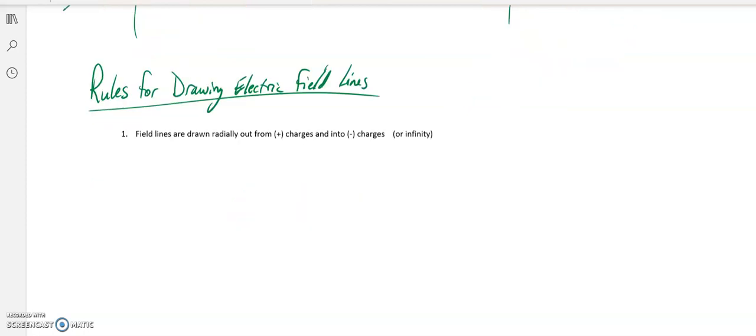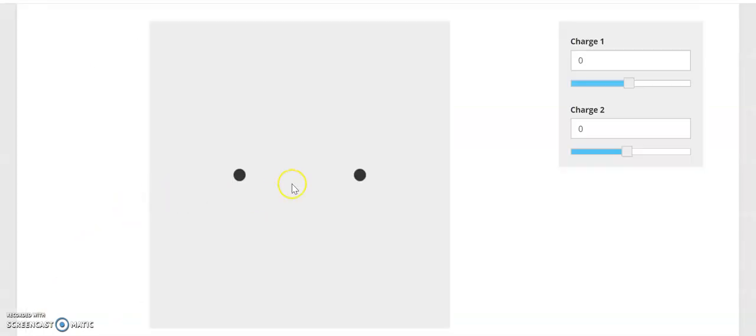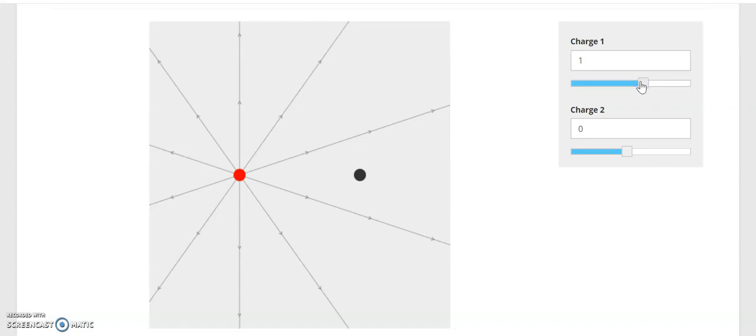Rule number 1. Field lines are going to be drawn radially outward from positive charges into negative charges, or infinity, as you will see. For example, we have 2 particles on the screen here. Neither one has a charge right now. But if I give a positive 1 charge to the particle on the left, you can see the field lines are generated here. They're pointing radially outward, away from the positive charge. And they can go into infinity.